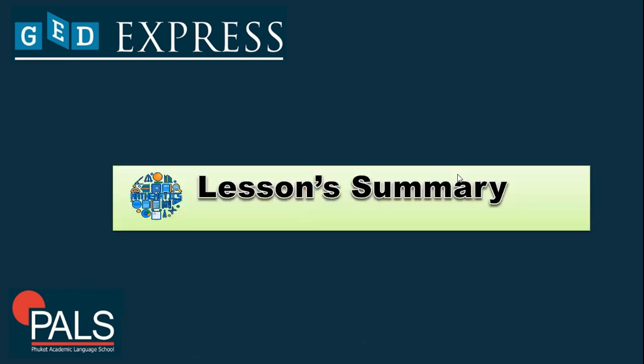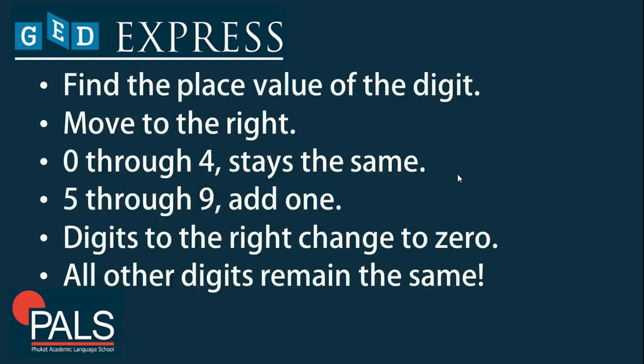Now let's have a lesson summary. Now to find the place value of the digit, you need to consider the position of the number. You move to the right, and from 0 through 4, the number stays the same, but 5 through 9, you need to add 1. Digits to the right change to 0 after rounding, and all other digits remain the same.